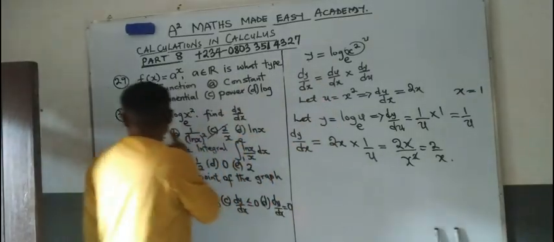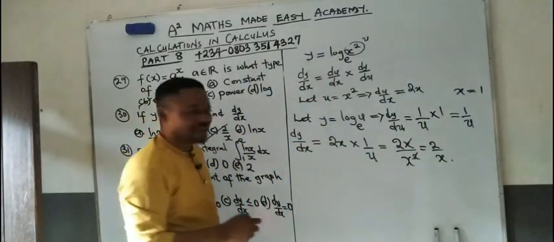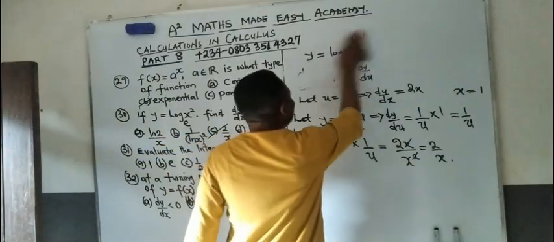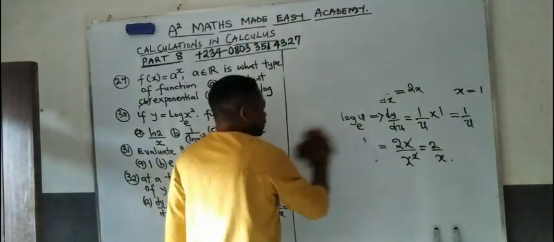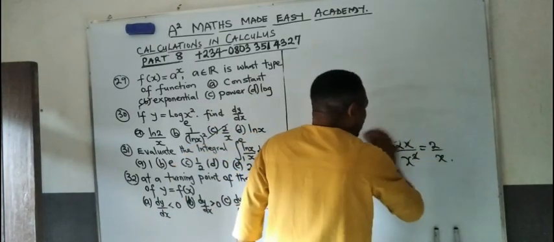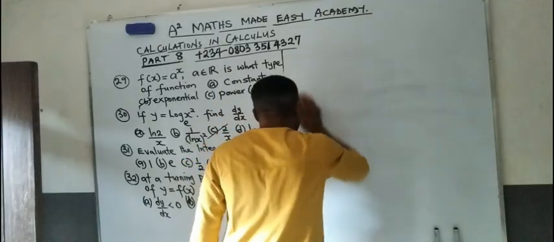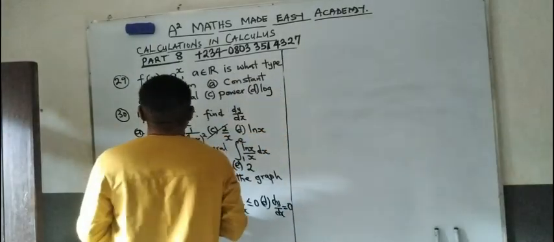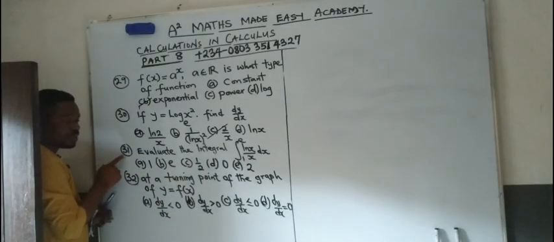Now let's move. That is question number 30. So which means the correct answer is option C. Can we go to question number 31? Question number 31. Please don't forget to watch part 1, 2, 3, 4, 5, 6, 7 of calculation in calculus. Definitely you must get one thing. Now can we move to the next question, number 31.